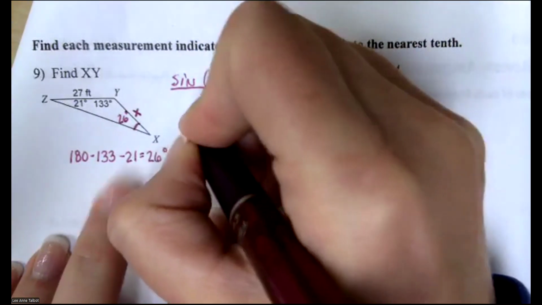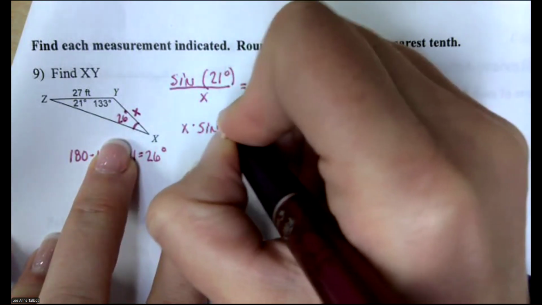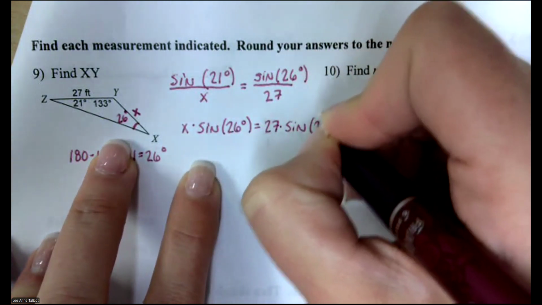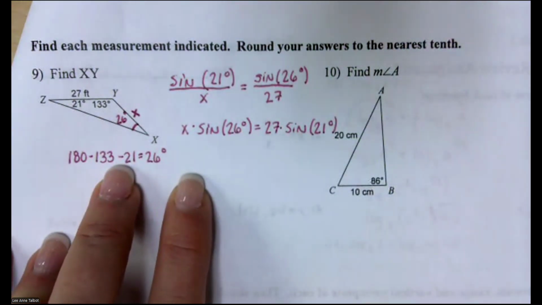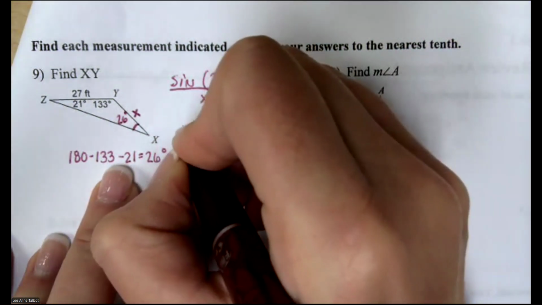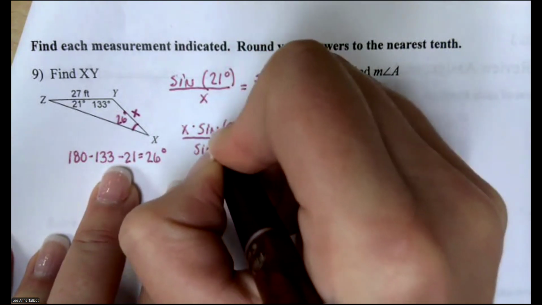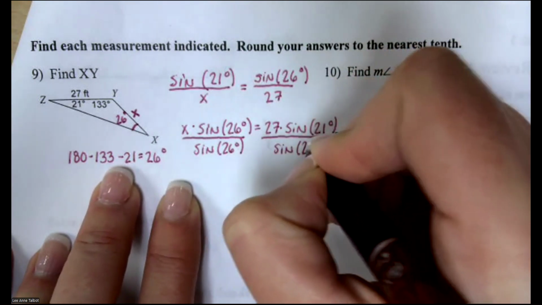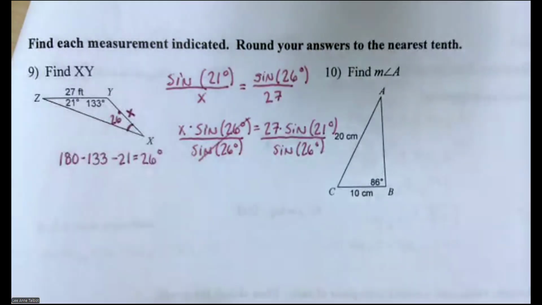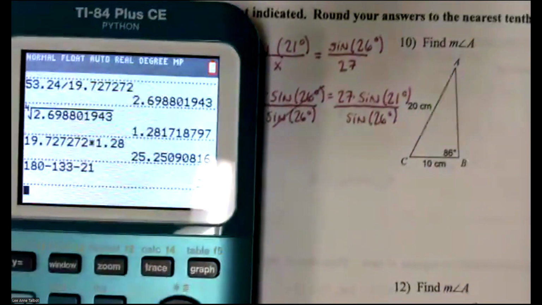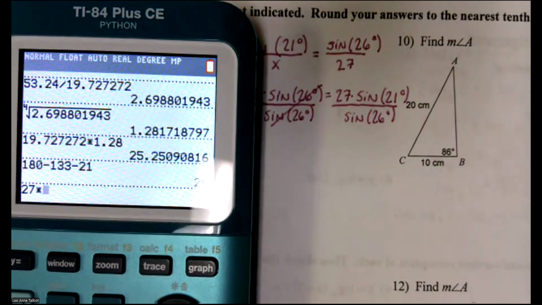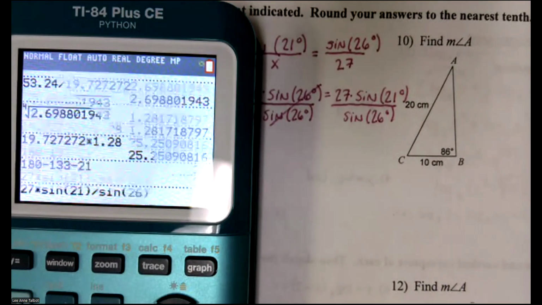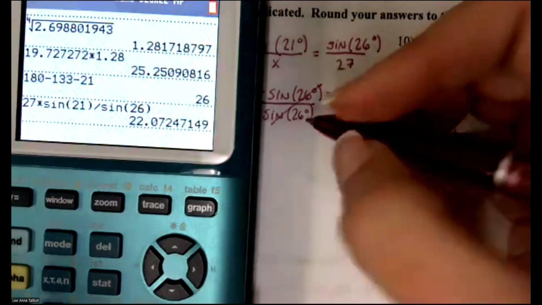Okay, cross multiply: x times sine 26 equals 27 times sine 21. Divide. 22.1.